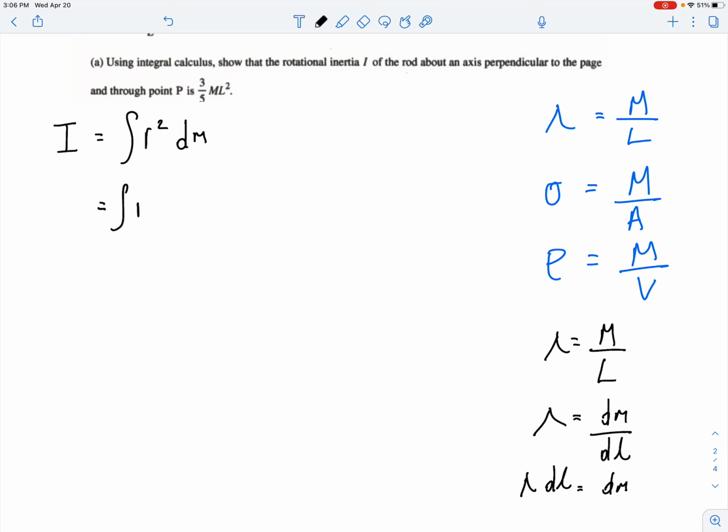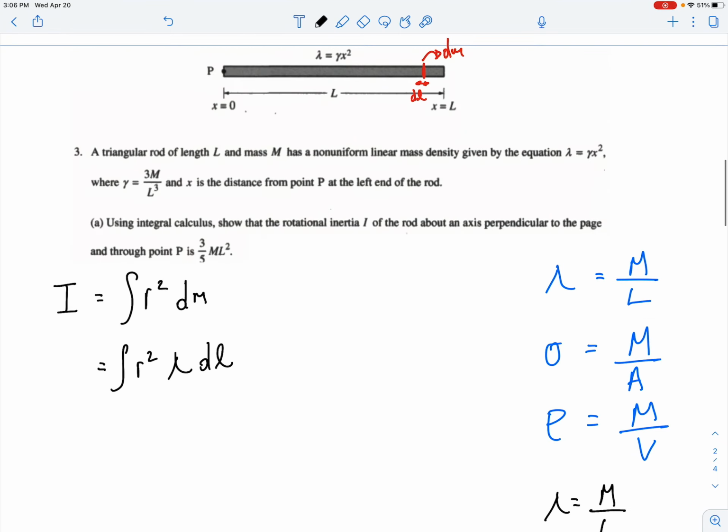So your I now becomes r squared lambda dl. And this always works whenever you're talking about linear mass density. Now you can see that this is r and this is l, but have no fear, because r represents the distance, and in this case this is 0, this is x. So I could rewrite this as x squared lambda dx, because dl is a small part of the total length, and x is going to run from 0 to L. You know what I'm saying?